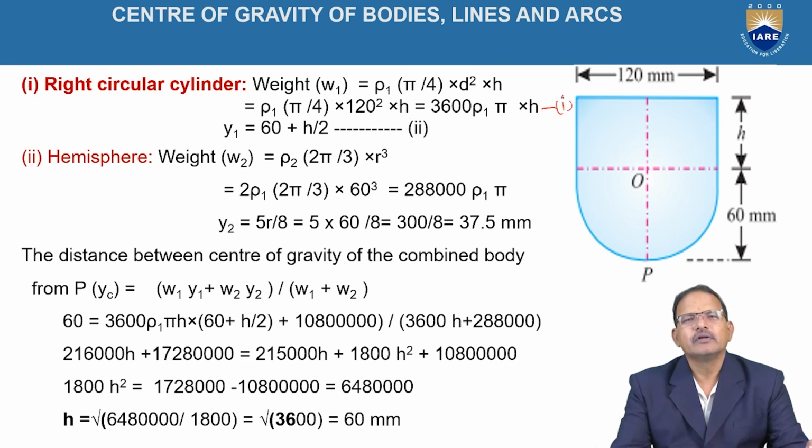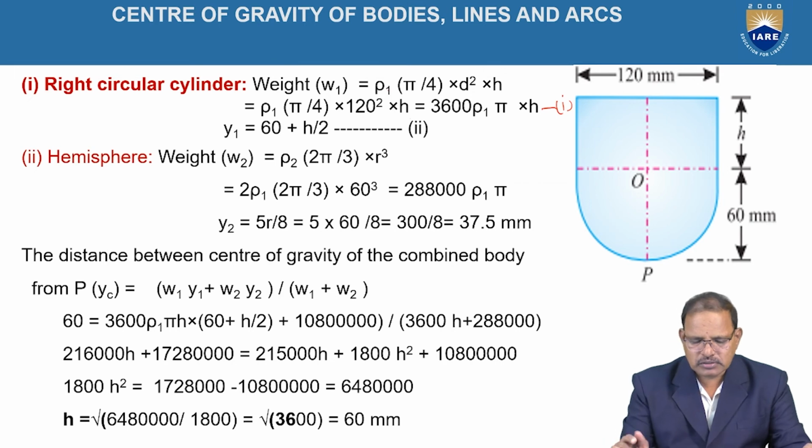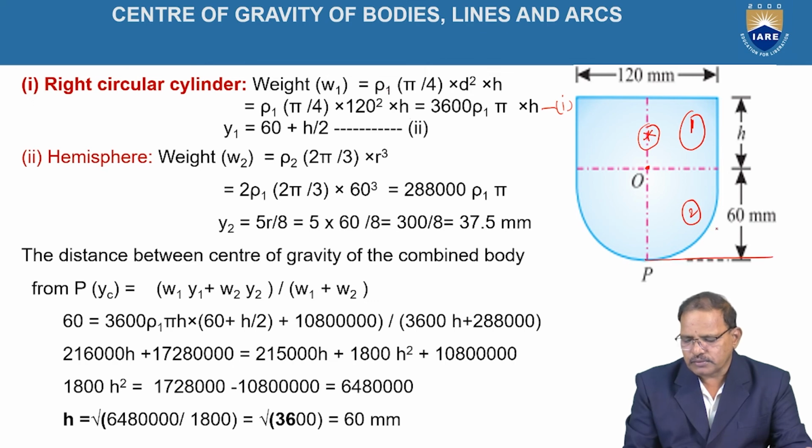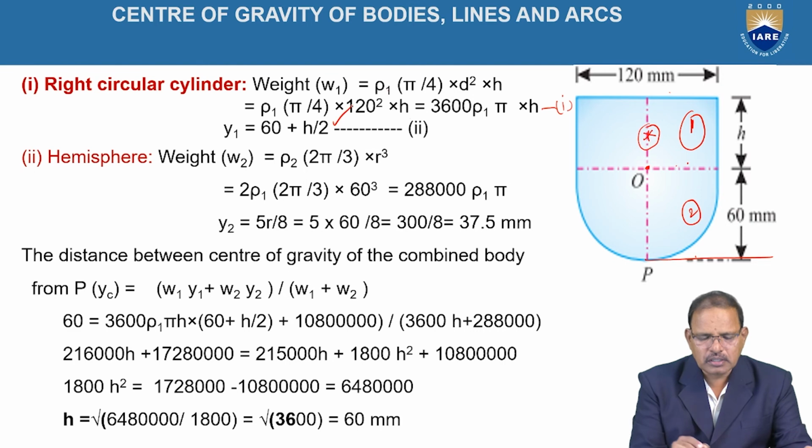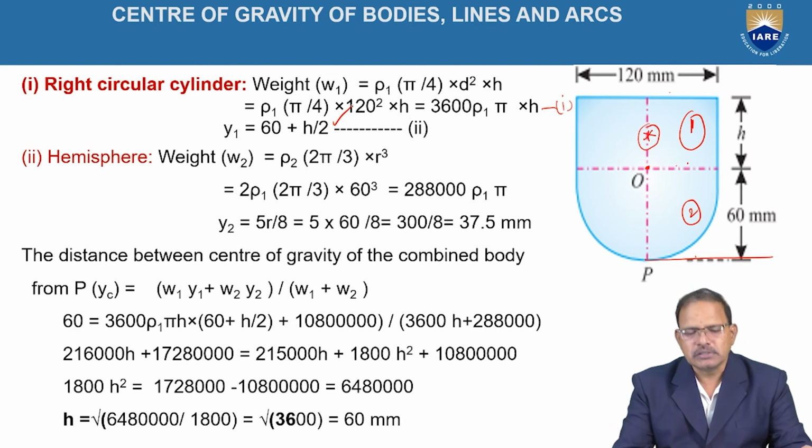This is equation number 1. Now, y1 is at a distance of h by 2 from the center. Here this is the position, according to the problem, this is treated as the origin from the position, that is 60 plus h by 2. It is represented here as 60 plus h by 2.